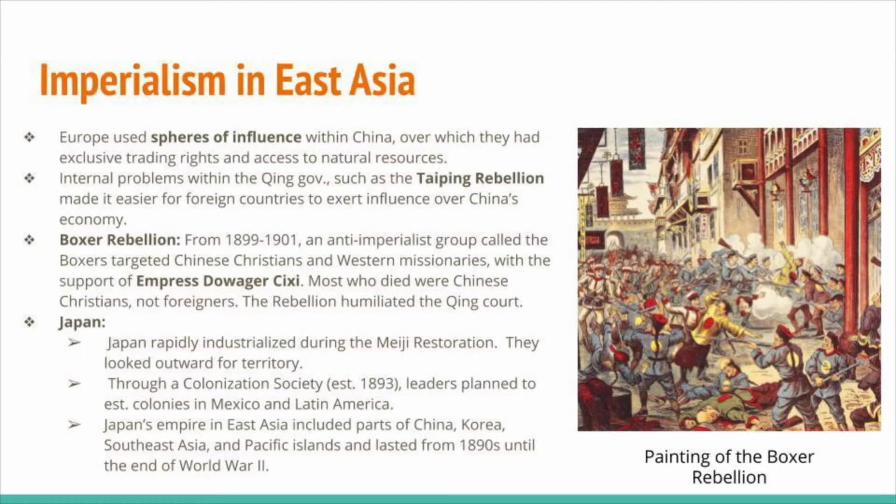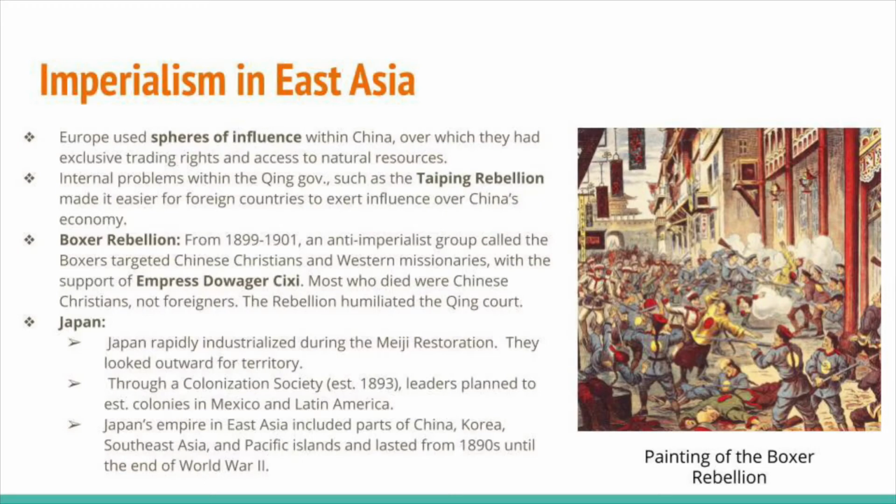From 1899 to 1901, an anti-imperialist group called the Boxers targeted Chinese Christians and Western missionaries with the support of Empress Dowager Cixi, who ordered for all foreigners to be killed in 1900. However, most who died were Chinese Christians, not foreigners. The rebellion completely humiliated the Empress and the Qing court.